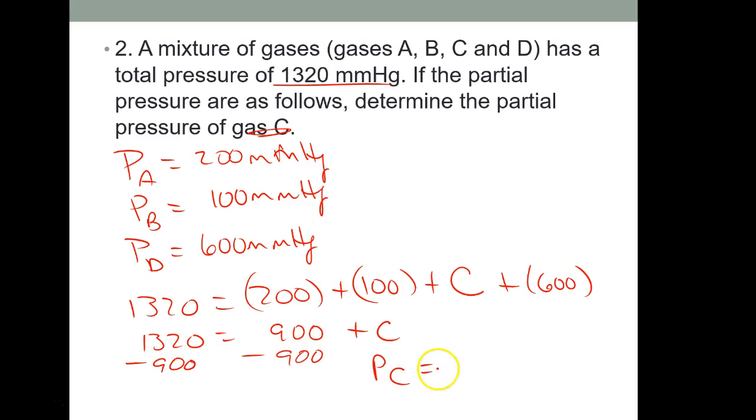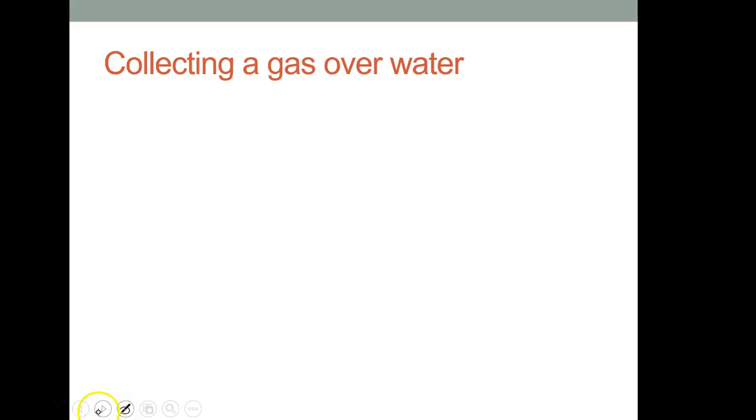C has a pressure of 420 millimeters of mercury. Okay, so it's just a matter of adding them all up and solving for the missing one. In this case, it was missing one of the gases. The previous problem was missing the total. It's just a matter of solving it, but keep in mind they're not being multiplied, they're added.